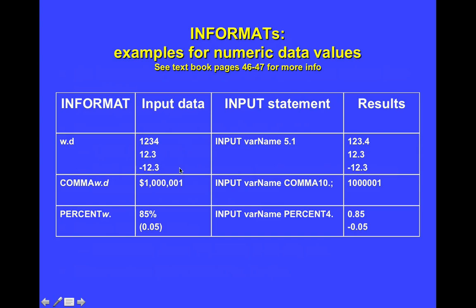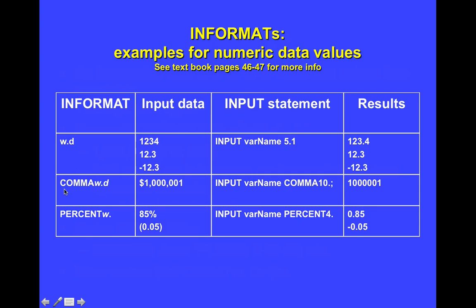And you can see 2 more examples here, what the original data looked like and what the new data would look like in the input SAS data set. So in these 2 examples, the decimal was already present in the raw data set, and that was fine. SAS was able to read it in, and it just kept the decimal in that place by using the 5.1 informat. Next is an example of a comma informat.